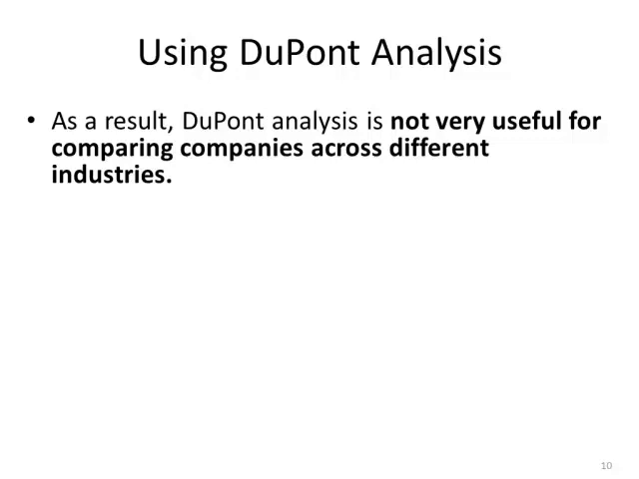So it's not directly comparable to say this company's financial leverage is higher, or this company's asset turnover is very low. It really depends on the industry that we're interested in. So typically we would use DuPont analysis in order to compare companies within industries.